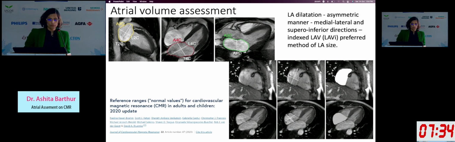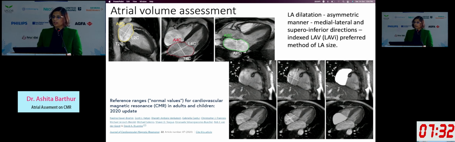What's important to know is LA dilatation occurs in an asymmetrical manner, in the medial, lateral, and supero-inferior directions, and therefore indexed LA volume, that's LAVI, is the preferred method for atrial sizing. Normal values are given in this reference. Please refer to it before giving your results.